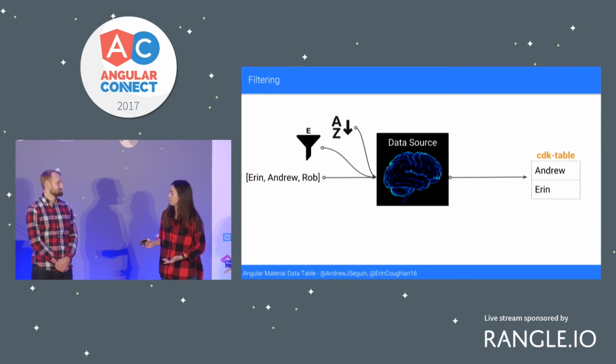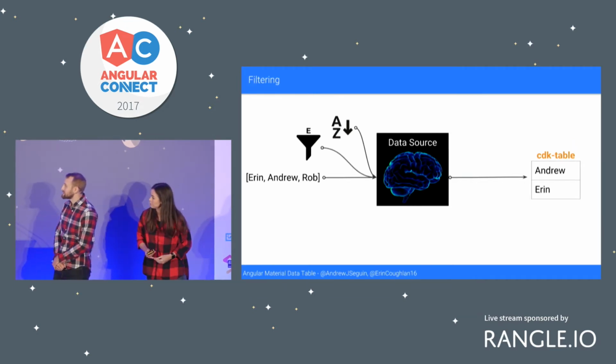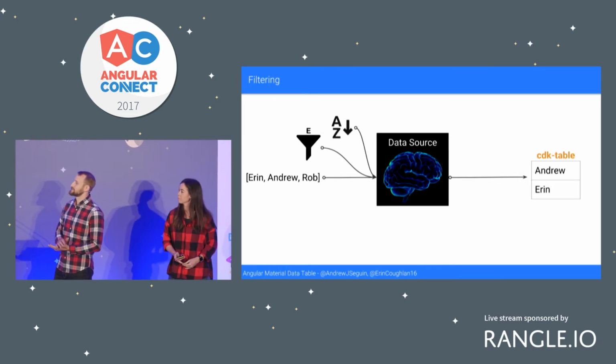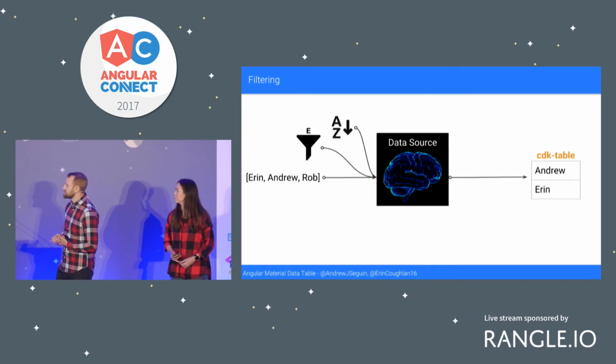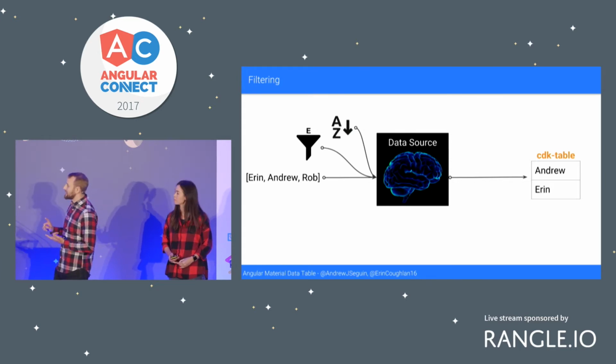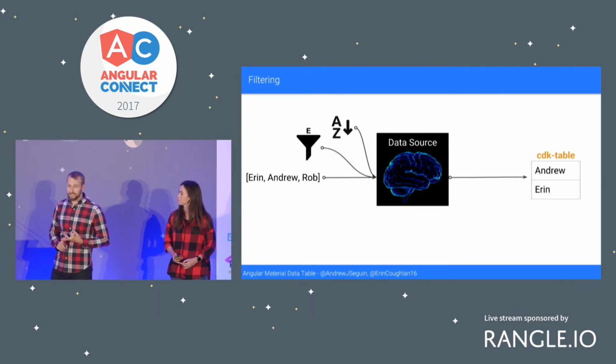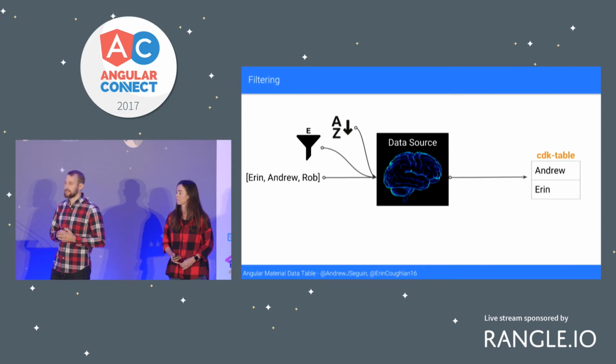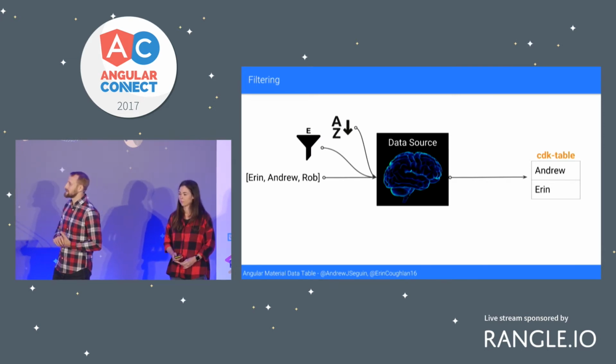So adding another one, we've got filtering, right? So now let's say the user types E in some filter box. So now the data source is going to say, I know my data, I know the sorting arrangement, and I know that I need a filter on E. So what am I going to do to process that to send it off to the table? I'm going to show Erin and Andrew.